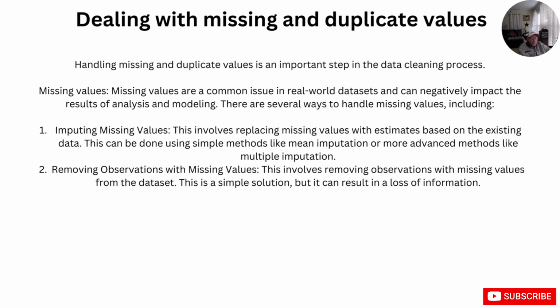This involves replacing missing values with estimates based on the existing data. This can be done using simple methods like mean imputation or more advanced methods like multiple imputation. Number two, removing observations with missing values. This involves removing observations with missing values from the data set. This is a simple solution, but it can result in a loss of information.